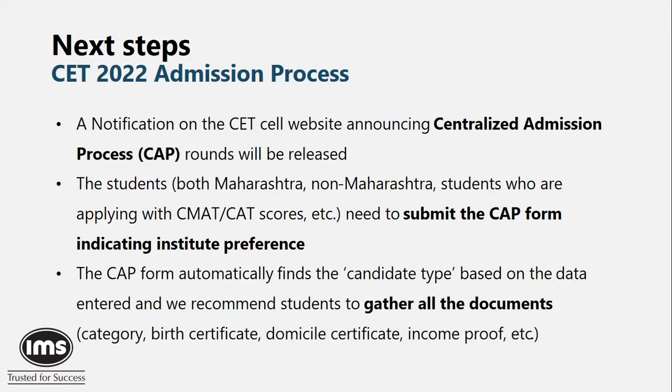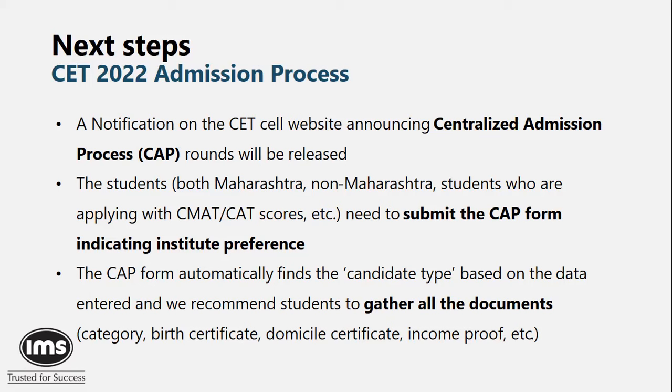A lot of times students ask this question that I have done my 10 12 from a particular place but graduation from some other place and so on, or I was born here but studied in some other place. For all these questions there's a very simple answer: the CAP form actually finds the candidate type based on the data that you enter, and it happens automatically, so you don't have to worry too much about it.